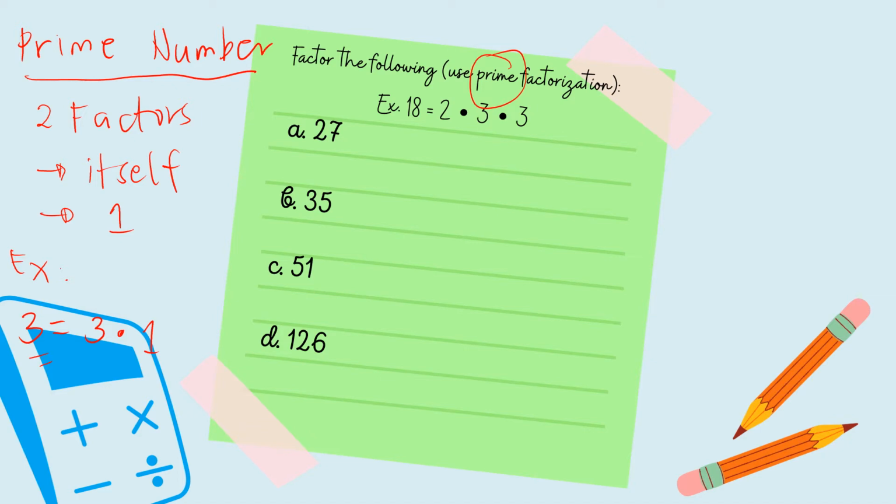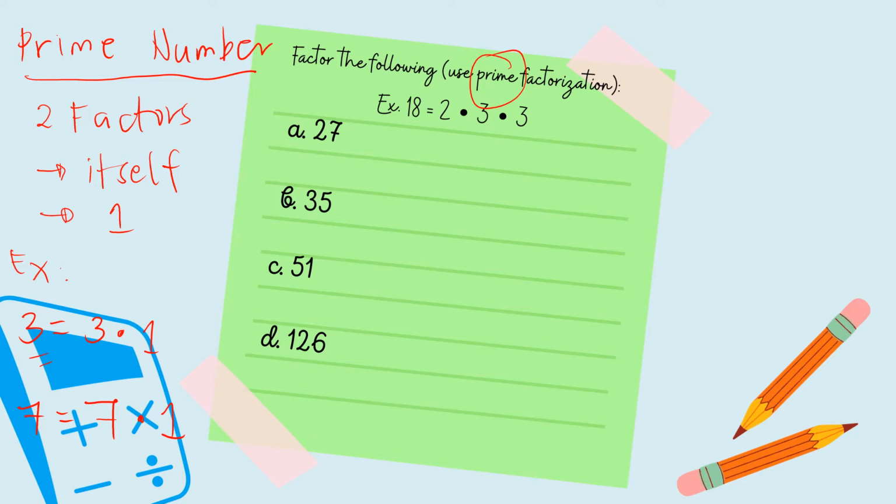So, ano pa bang prime number ang naisip nyo? For example, let's have another example. 7. Ano ba ang factors ng 7? Okay, so ang factors ng 7 ay itself and 1. Because when you multiply 7 by 1, it will give you 7. And there are no other numbers that when you multiply, it will give you 7. So, yan lang, itself and 1. So, 7 is also a prime number.